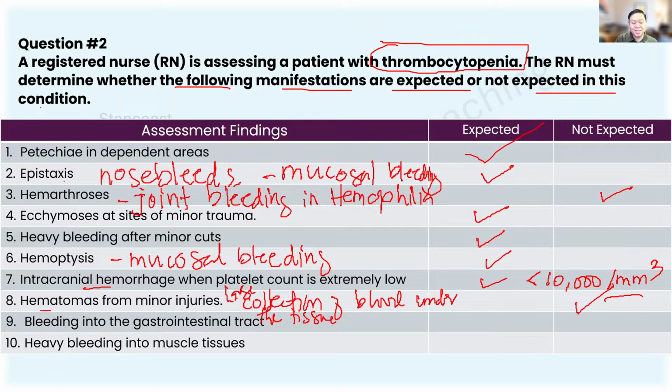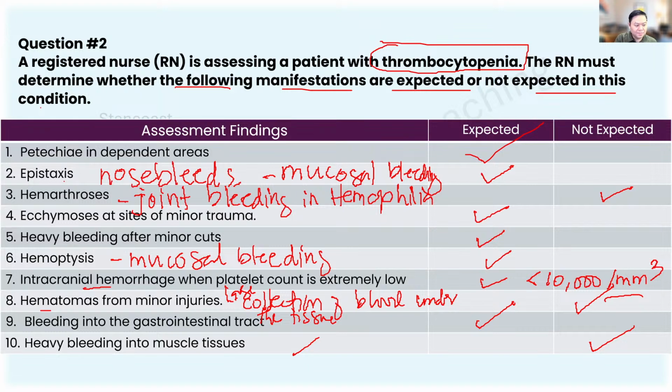Now, bleeding into the GI tract. This is considered a mucosal bleeding, and this is a common manifestation in thrombocytopenia. So that will fall under the expected column. Now here, heavy bleeding into the muscle tissues. Quite similar to the hematoma. It is going to be seen in coagulation disorders, not platelet disorders. So we're going to assign this to not expected.